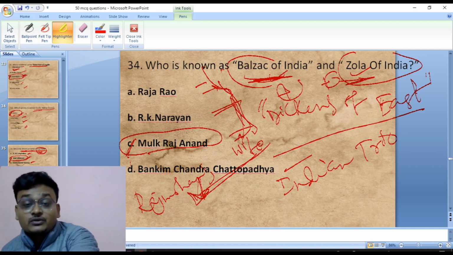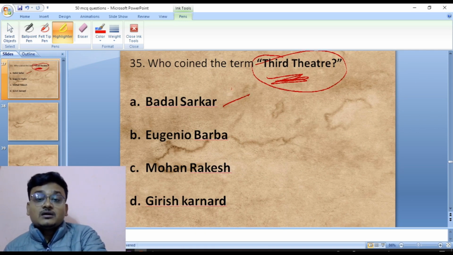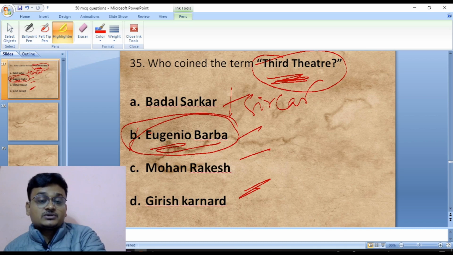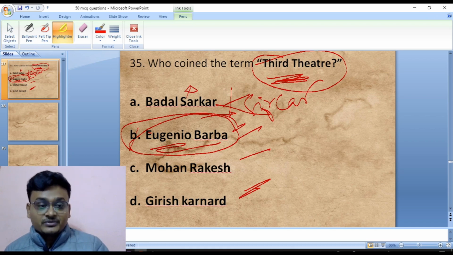Okay, now move to the last question. Who coined the term third theater? Badal Sarkar, Eugenio Barba, Mohan Rakesh, Girish Karnad. So it is Eugenio Barba who coined the term third theater. Badal Sarkar translated it into the third theater in India with his theater company Shatabdi. Badal Sarkar wrote Ebong Indrajit.